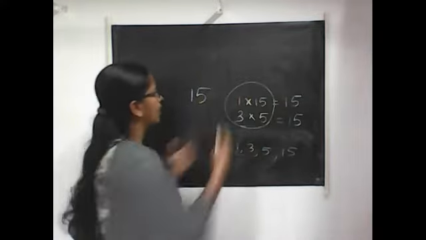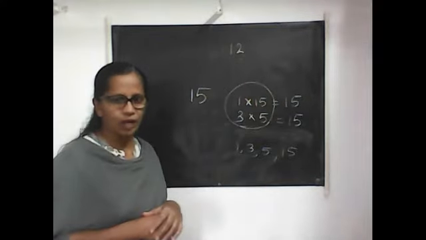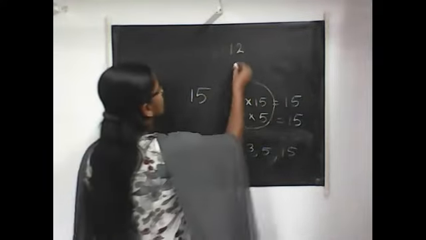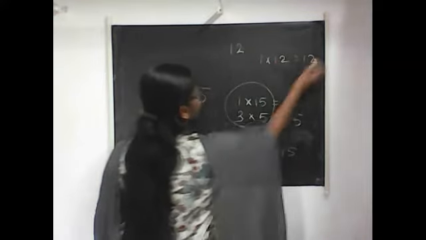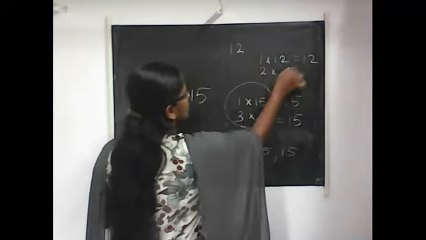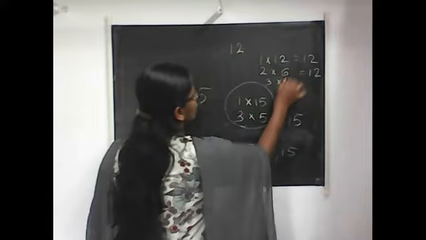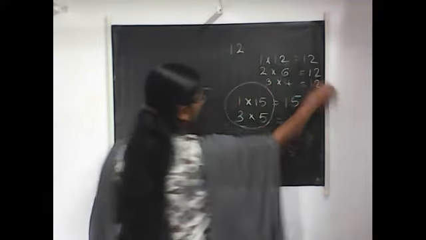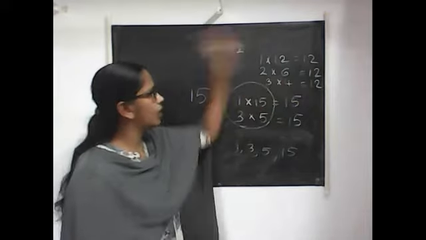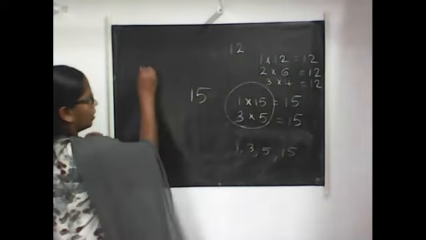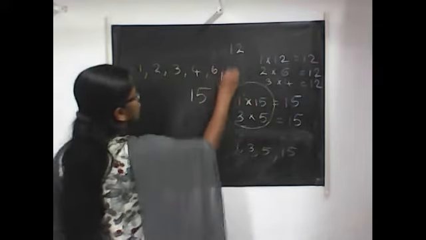Suppose if I ask you to write the factors of 12. How will you write? We know that 1 into 12 is 12. Then with the 2, 6 2s are 12. Then 3, 3 into 4 is also 12. Right? That's all. So 1, 2, 3, 4, 6, 12. We can write in ascending order: 1, 2, 3, 4, 6 and 12.